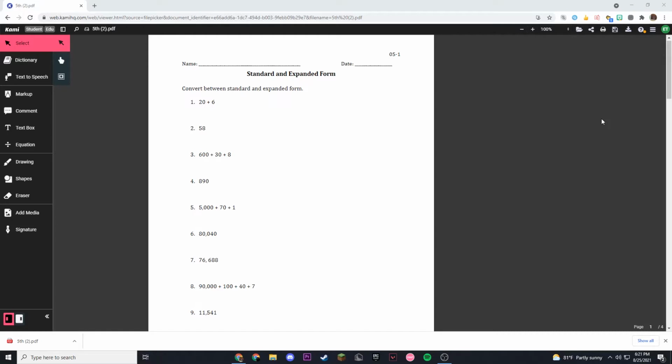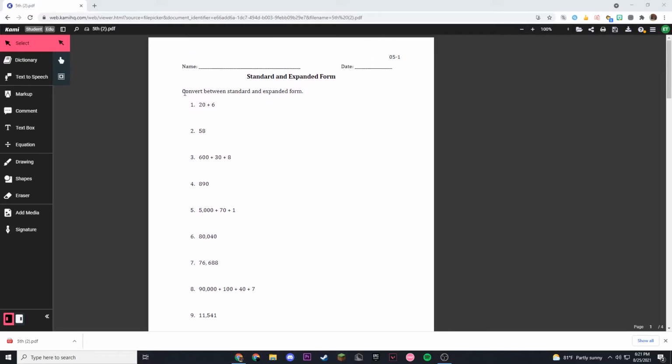In today's lesson, we're going to be learning standard and expanded form, place values, comparing numbers, and rounding. So, in the first page, we have to convert between standard and expanded form.